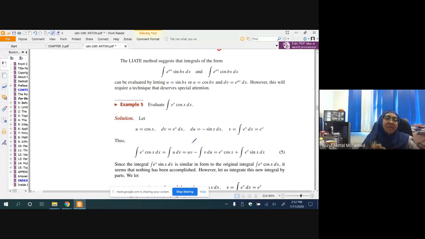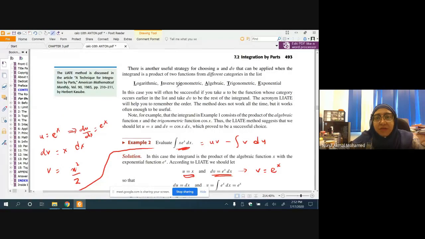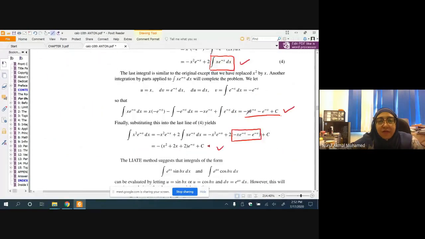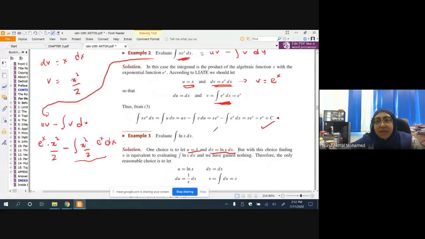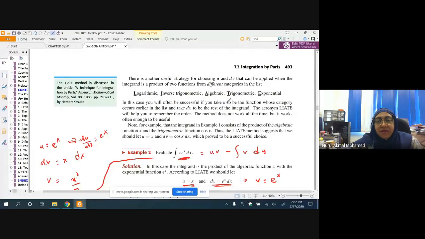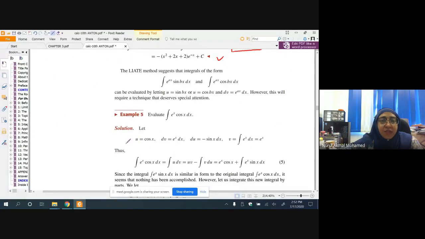The next one, Example 5. Evaluate the integral of e^x cos x dx. Your u is cos x. You can have two choices, but we follow the order: logarithmic, inverse, algebraic, trigonometric, and exponent. So you have here an exponent as well as cos x. The cos x is trigonometric, so your u will be cos x.